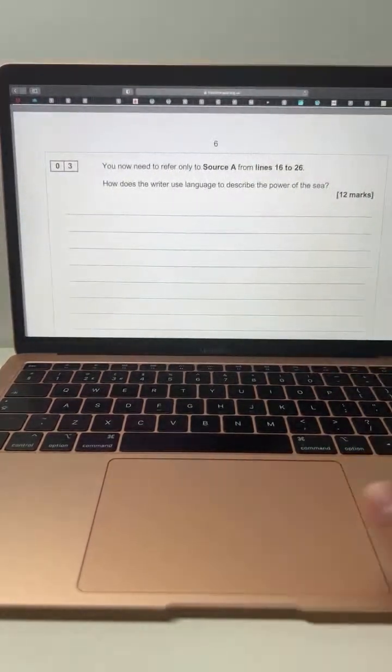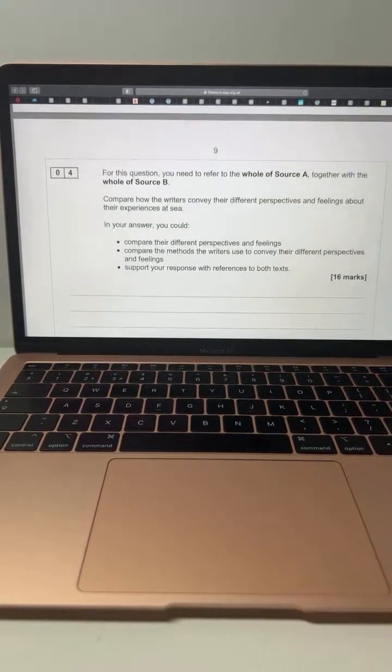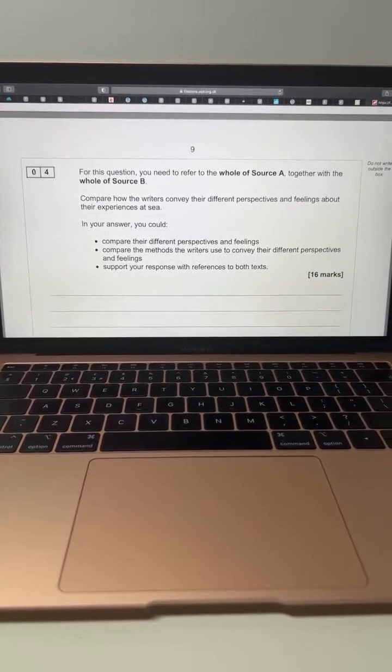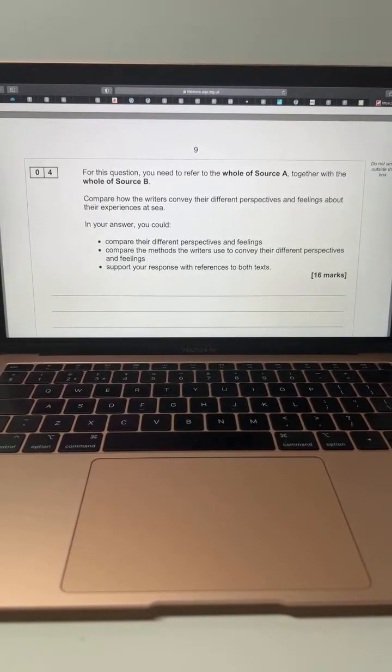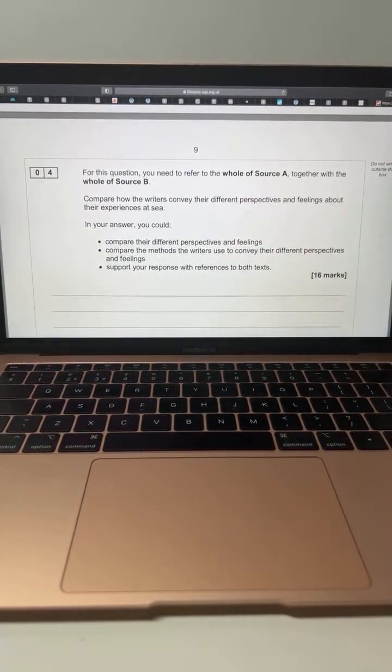So let's move on to question 4. So that's question 3, and then question 4 is the comparison question. So for this question, you need to refer to the whole of source A together with the whole of source B. Okay, so you're comparing the perspectives. Compare how the writers conveyed the different perspectives. So here's the viewpoint and feelings about their experiences at sea. In your answer, you could compare the different perspectives and feelings. So your focus tomorrow for question 4 should be on the writers of source A and source B.